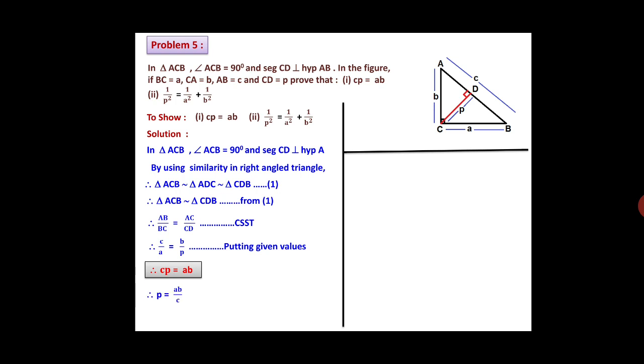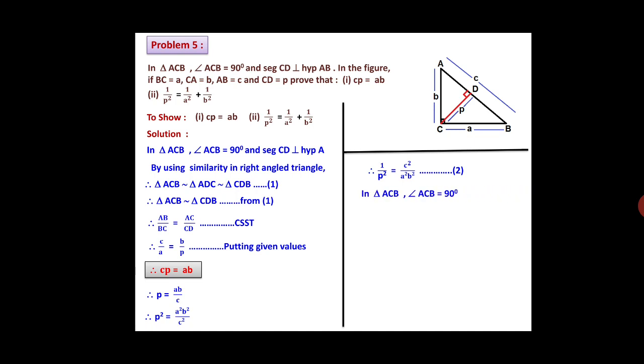Now we will try for the second. From this equation, CP is equal to AB, you can write P is equal to AB upon C. We will square on both sides. What you will get? P square is equal to A square B square upon C square. We will take the invertendo on both sides, or take the reciprocal of both sides. 1 upon P square is equal to C square upon A square into B square.